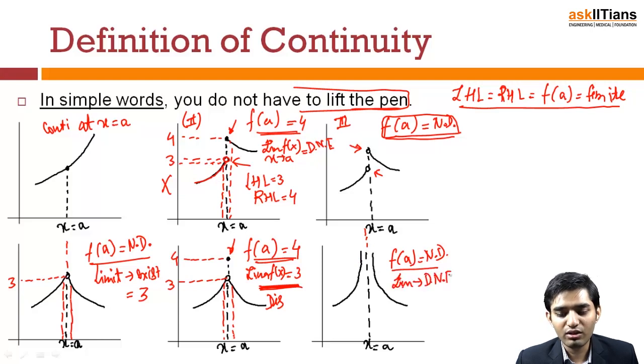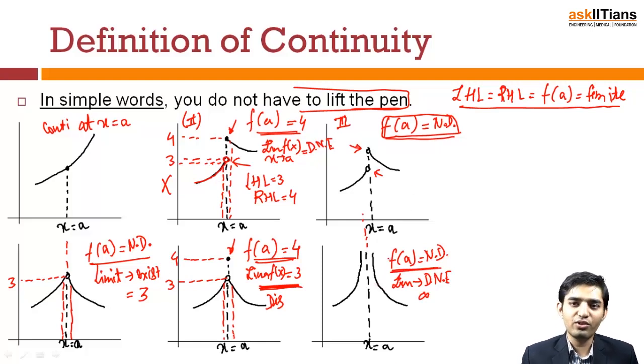Why does it not exist? Because it is going up to infinity, right? So the limit is not finite. It should be a finite quantity also. So in this case I will get infinity, which means it does not exist. So the limit also does not exist and the function is also not defined. Okay, so both are not going in favor of us. So this will also be a discontinuous function.